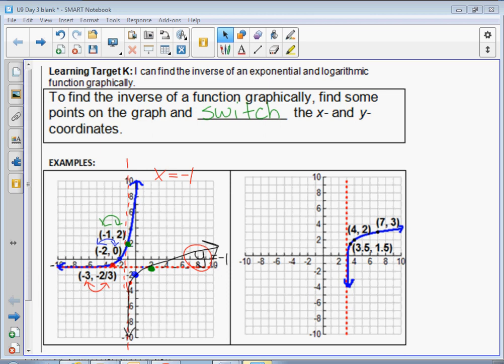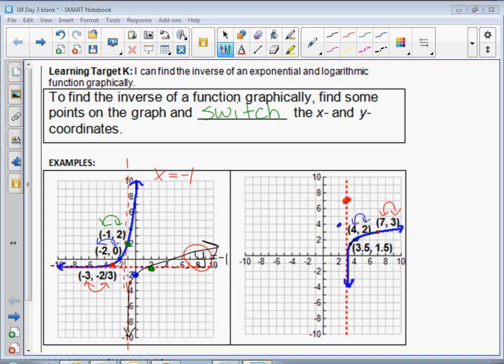So we knew how to set up tables and switch them and then go ahead and plot the points. But if you're given the graph, just pick out some points that are on the graph and switch them. So the next one I know you'll be able to do just fine. We have the point 7, 3. We'll switch that and we'll graph the point 3, 7. Now it's okay that this point's on this vertical asymptote because I'm going to end up switching the asymptote. That's not where it's going to end up.